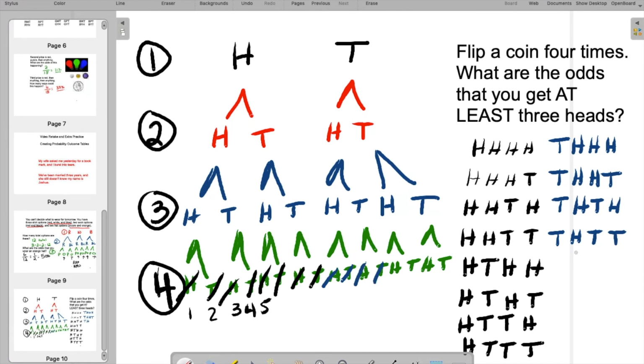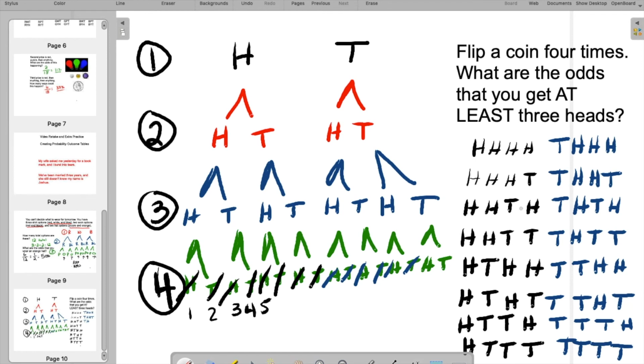Okay, so 2 more done. So now we have tails, tails, heads, heads. Whew, almost done. Tails, tails, heads, tails. It's these 2. Last one. Tails, tails, tails, heads. Oops, I messed that one up. Tails, tails, tails, heads. Sorry. And then finally, tails, tails, tails, tails.